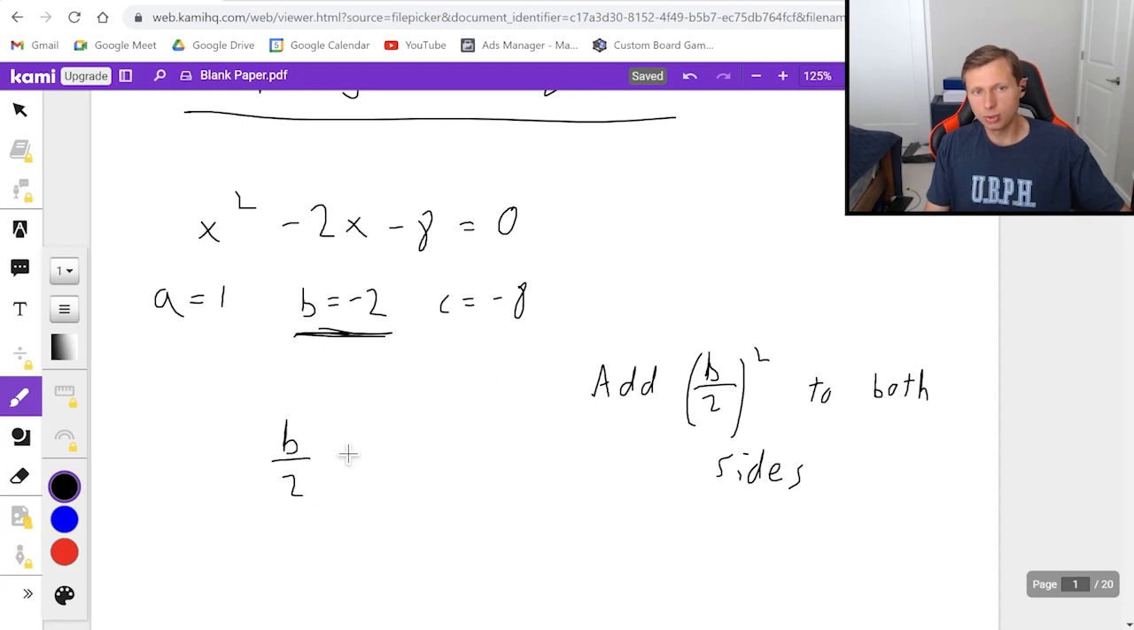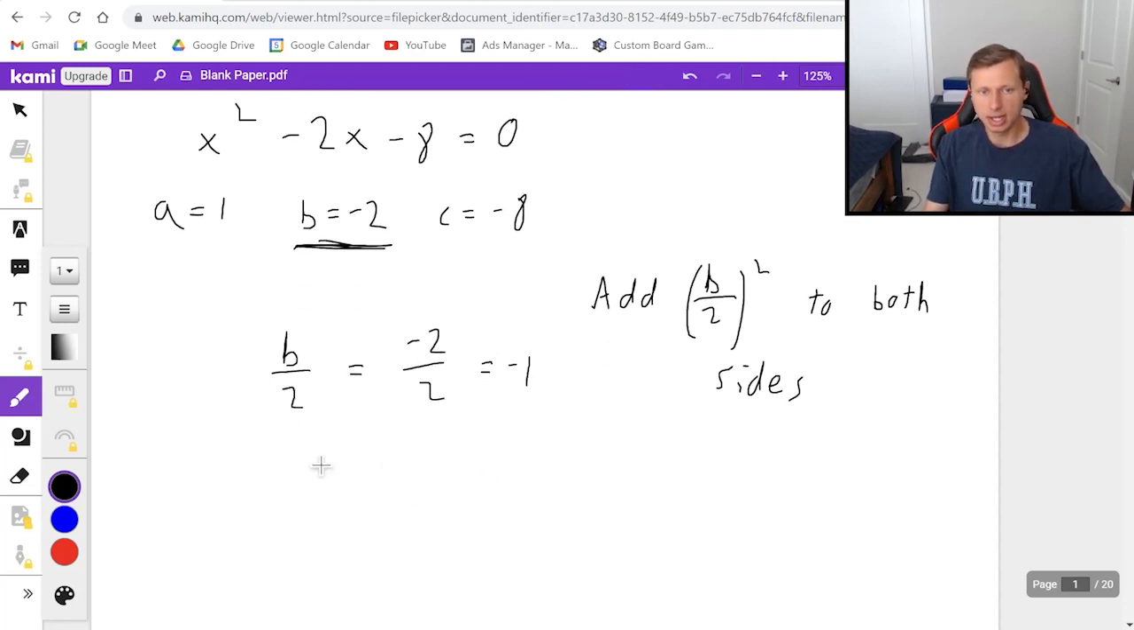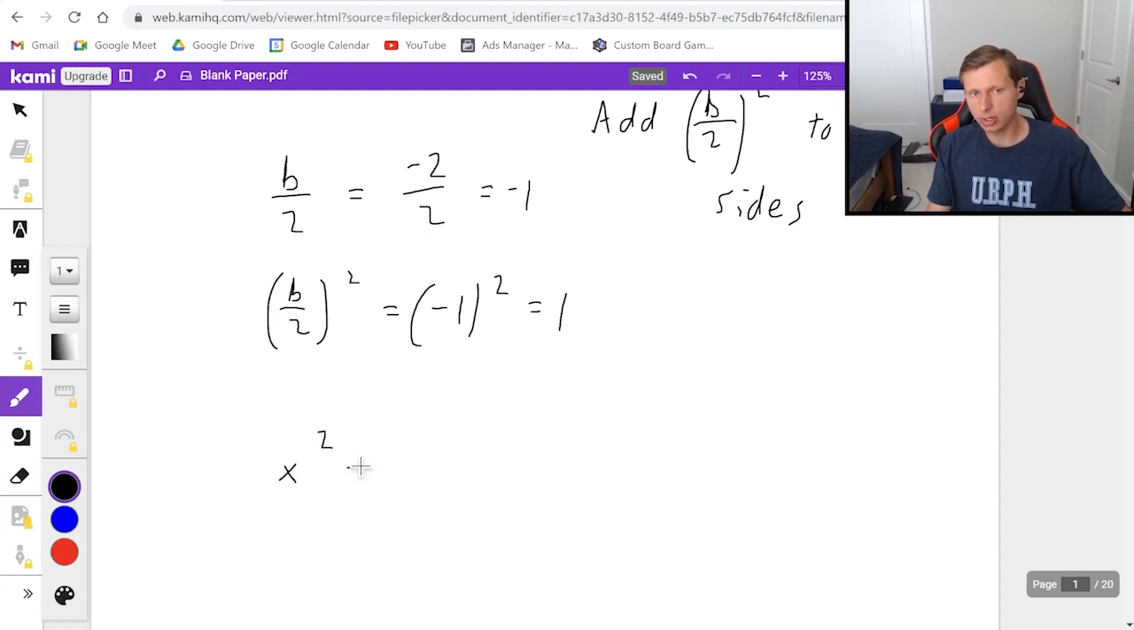Now let's see what that's going to look like. B over 2 is negative 2 over 2, which is negative 1. And then b over 2 squared is going to be negative 1 squared, which is just positive 1. So it looks like we're going to add 1 to both sides. So now here's what it looks like. X squared minus 2x plus 1, still minus 8 from before, and then equals positive 1.